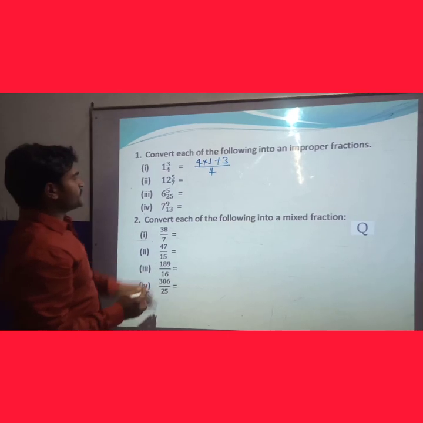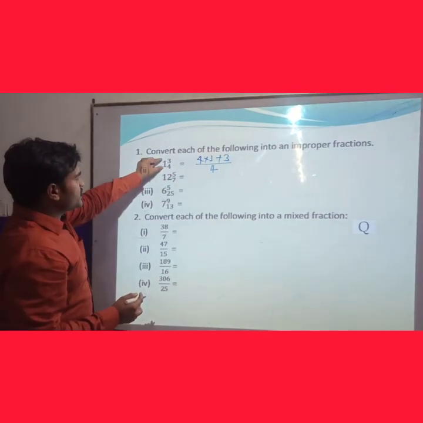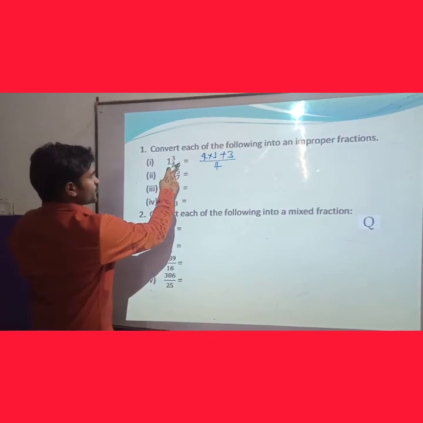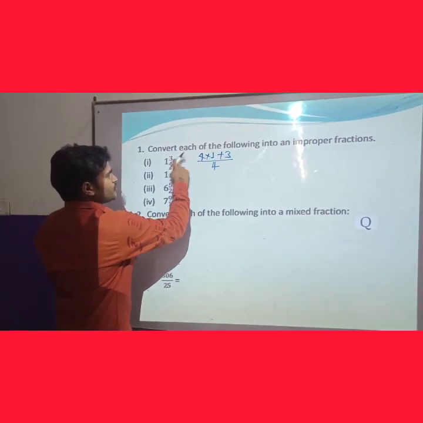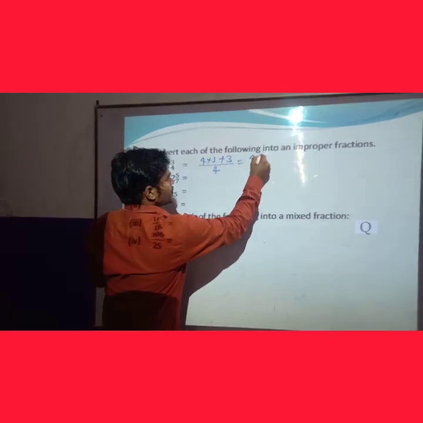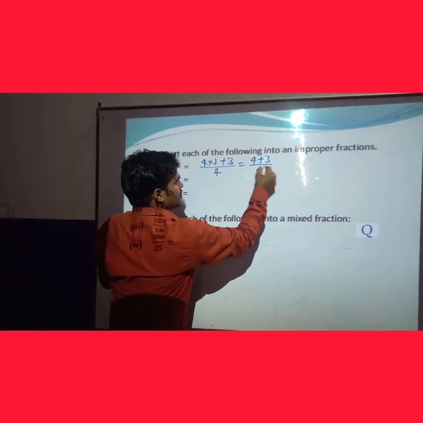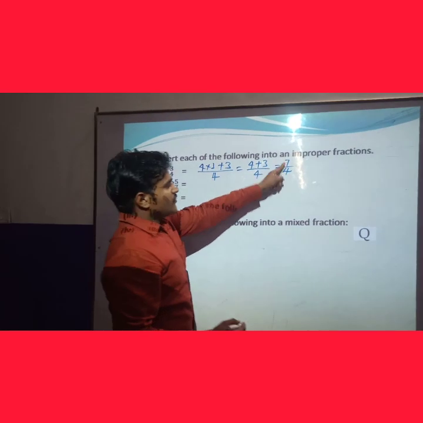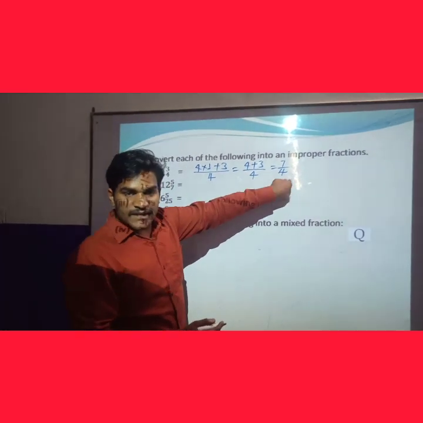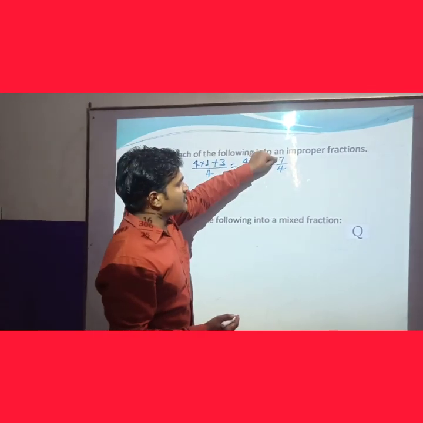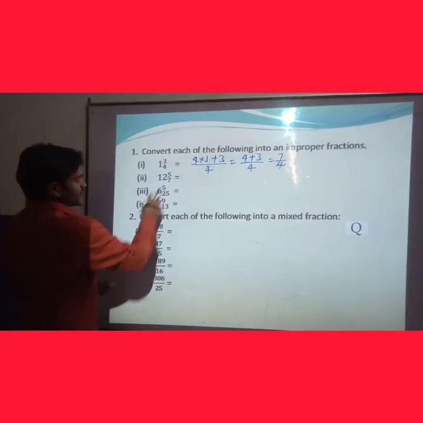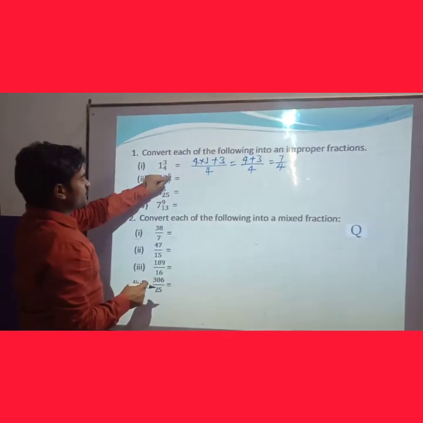First we multiply the denominator with the natural number and we add its numerator. So 4 1s are 4, 4 plus 3 upon 4. 4 plus 3 is 7, so 7/4. Is this a proper fraction or an improper fraction? Improper fraction, because its numerator is greater than its denominator. Okay. Now the second one, 12 complete 5/7.